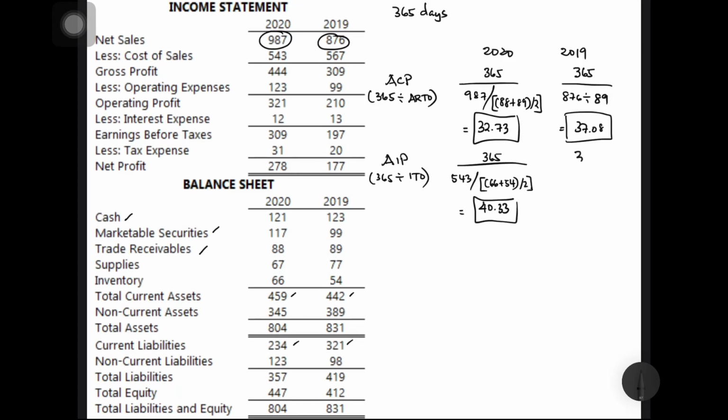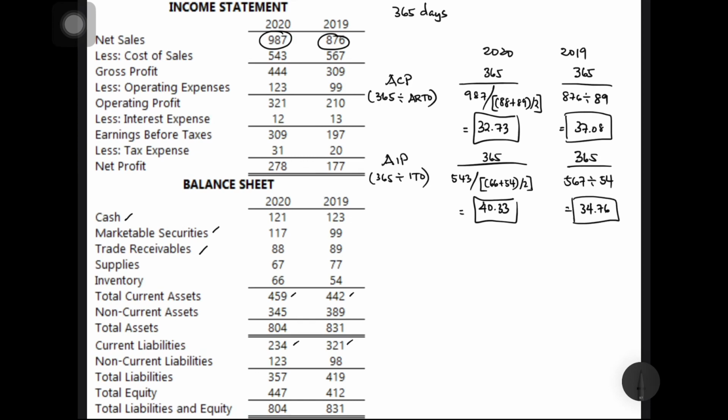Then for 2019, 365 again. And then your cost of sales is 567 divided by your average inventory. Since you don't have prior year, just use 54. Answer: 34.76.